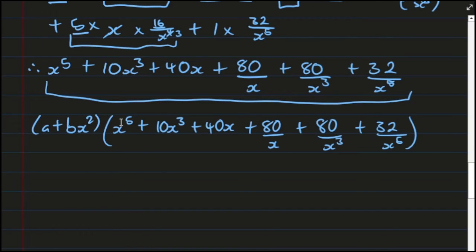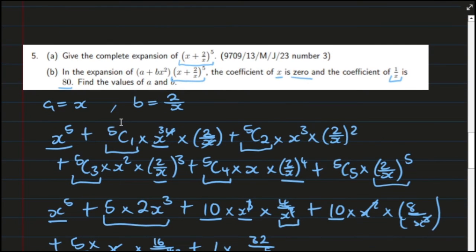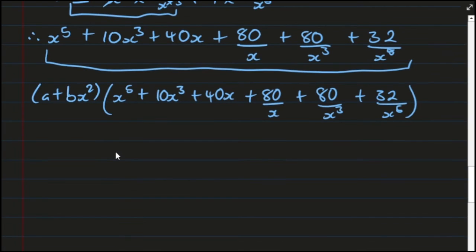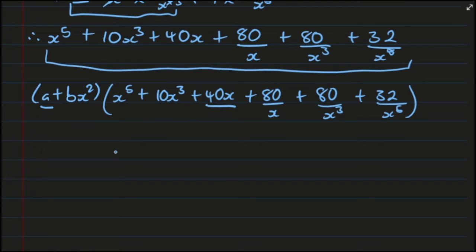And then the question tells us the coefficient of x is 0. So let's find the terms that will give us a term in x. So if we multiply a by 40x, we get a term in x. So we know that a times 40x is one of the expressions that will lead to a term in x.